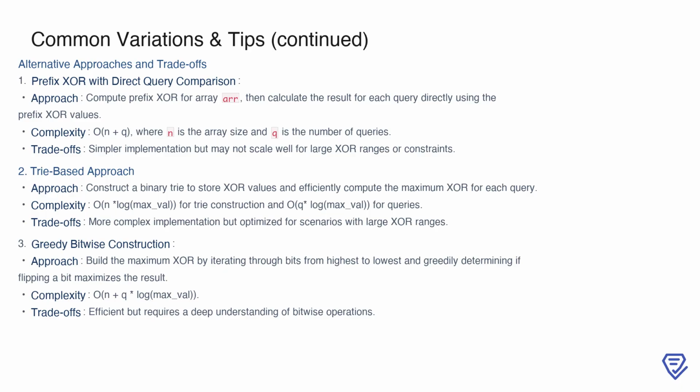A third approach involves a greedy bitwise construction. In this method, you iterate through the bits of the numbers from the highest to the lowest, greedily determining whether flipping a bit maximizes the XOR result. This provides an efficient solution with a complexity of n plus q*log(max_val), but it requires a strong grasp of bitwise operations. Each of these methods has its strengths and weaknesses, so the best choice depends on the specific constraints and requirements of the problem.